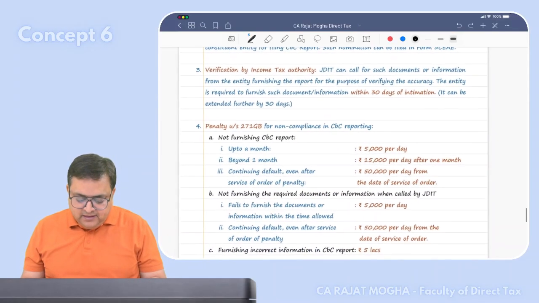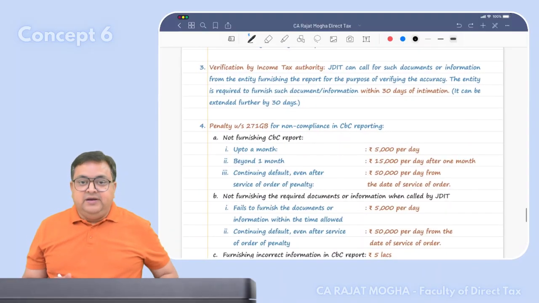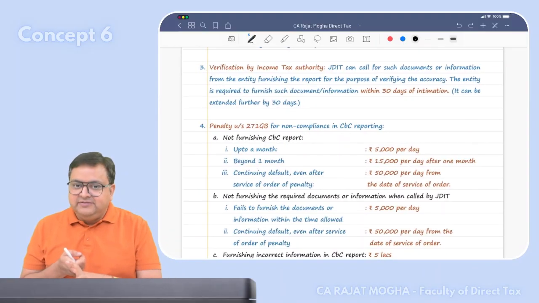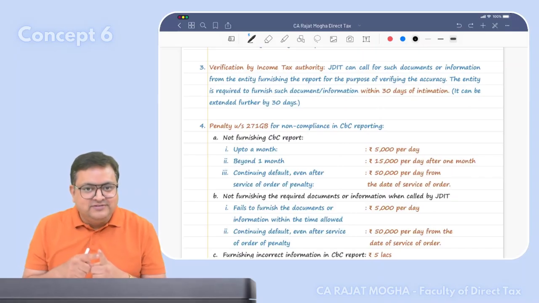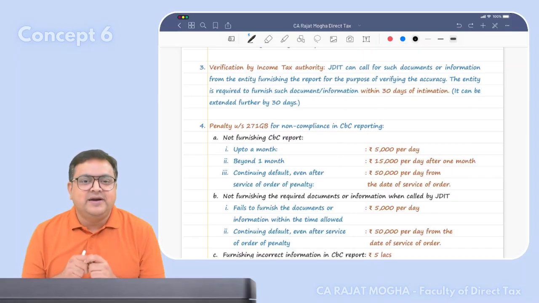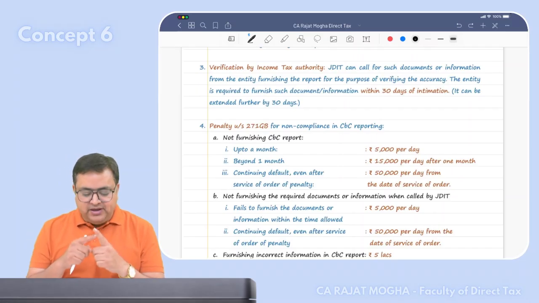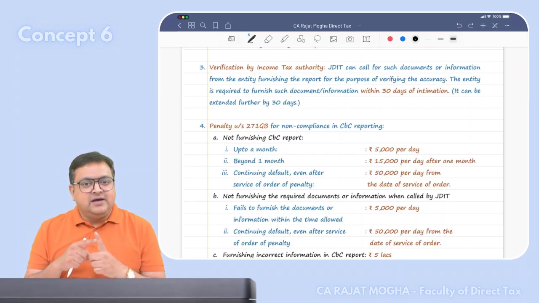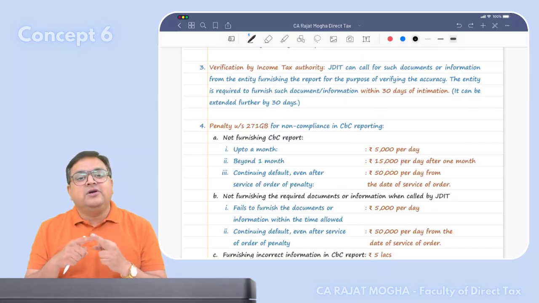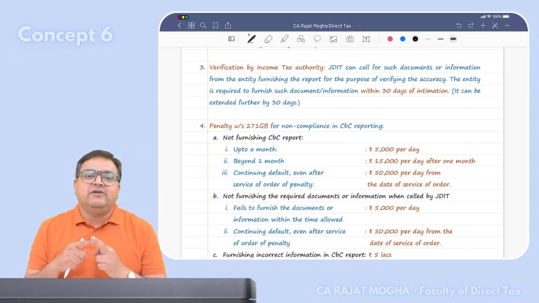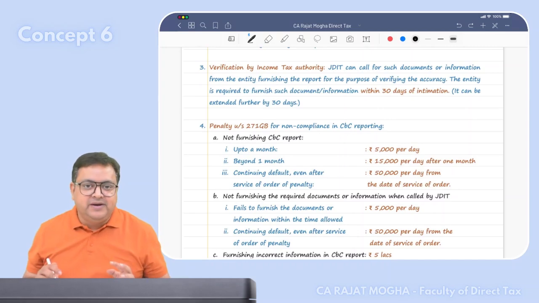Correct? What would be the penalty? What would be the penalty if you don't furnish CBCR? Two things can happen. You are required to furnish CBCR, but you have not. See, what is the penalty for master file? 5 lakh. Okay. If you don't furnish CBCR, what is the penalty? Second, you furnish CBCR, but you are not giving the information so that we can check the accuracy, then there would be a penalty. Correct?